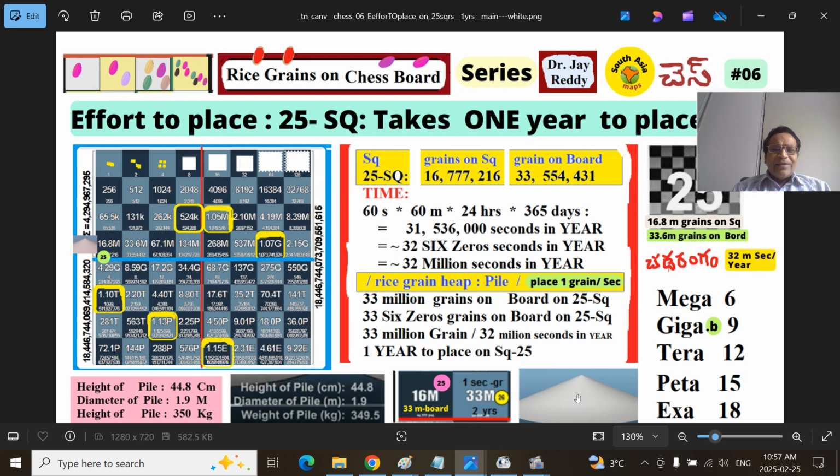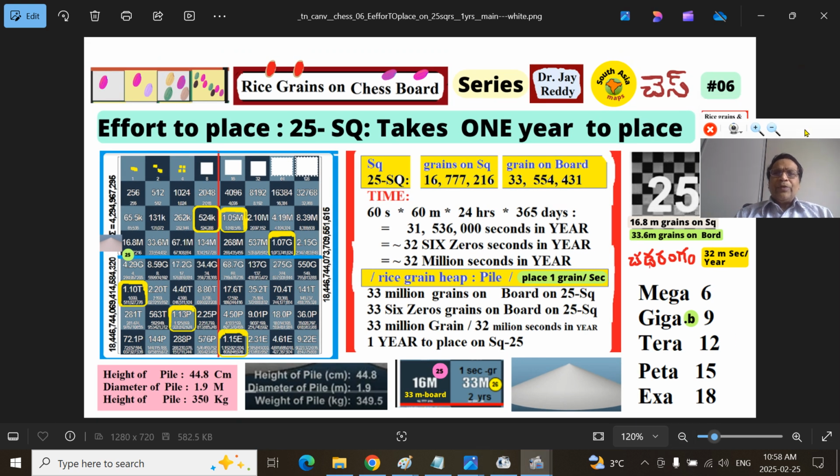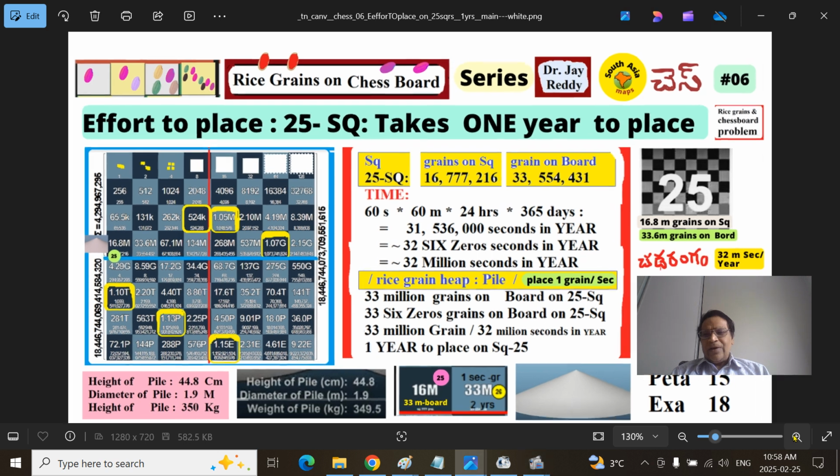The size of the heap having that much grain: when you are putting a heap, that means you say a big heap on the 26th square. This is the 25th, this is the 26th. 33 million grains here, and the height is around 44 centimeters, and the diameter is around 2 meters or so. If you calculate all the weight, 350 kilograms or so. That is the thing you have to keep in mind. So that is very important. So the process is enormous.